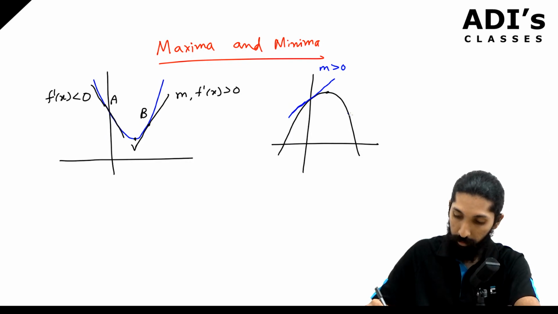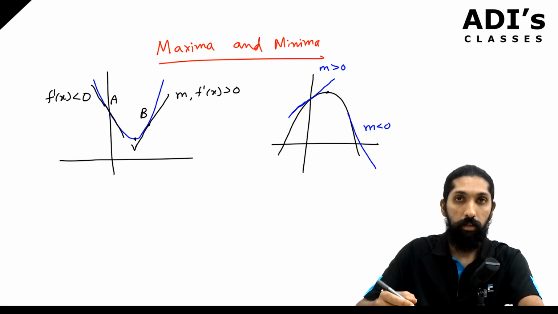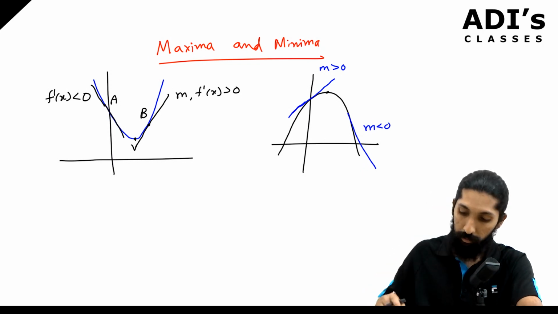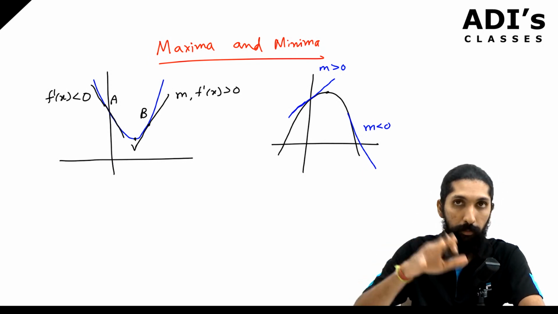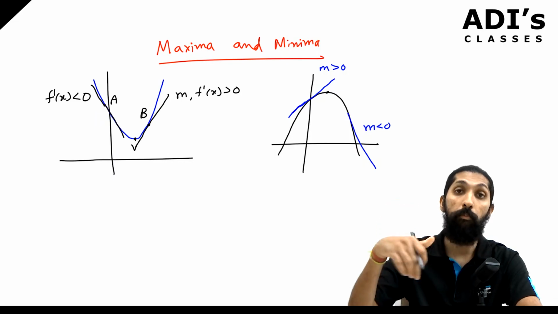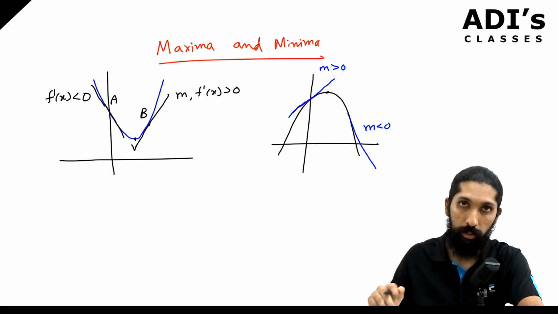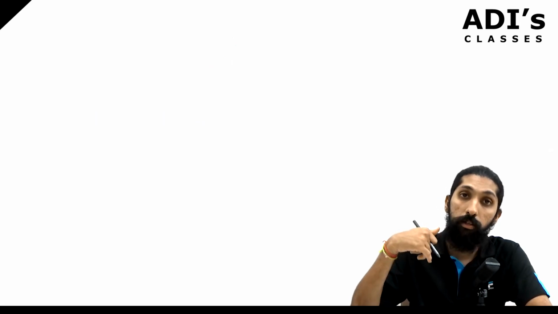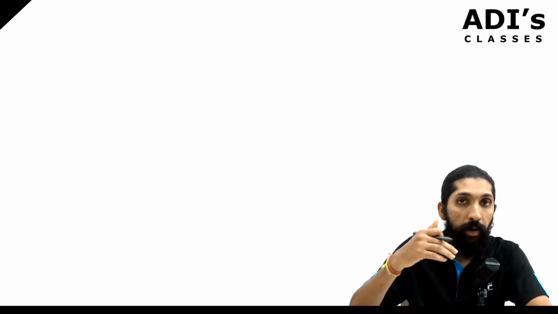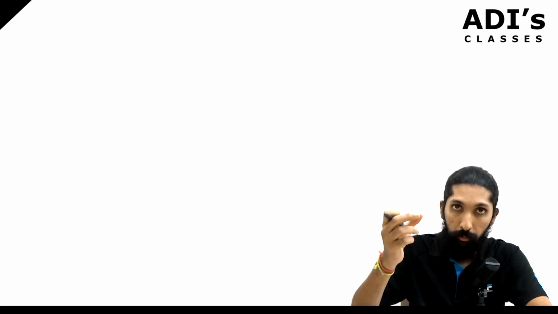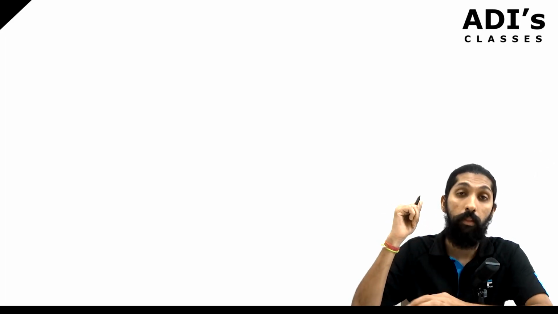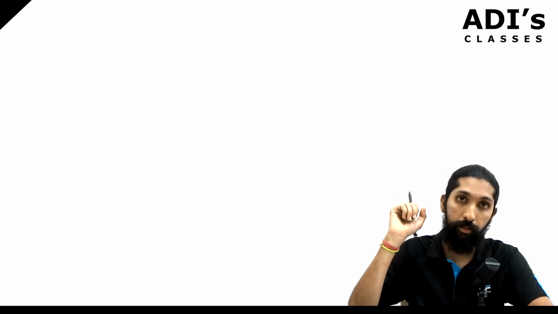Or anywhere here you take, see like this, here m is less than 0, isn't it? Now, this is the concept of maxima and minima. Mathematically, how we are going to do it, let's look at this one right now. We are going to discuss how to find this point, the turning point, that too with the help of derivative.